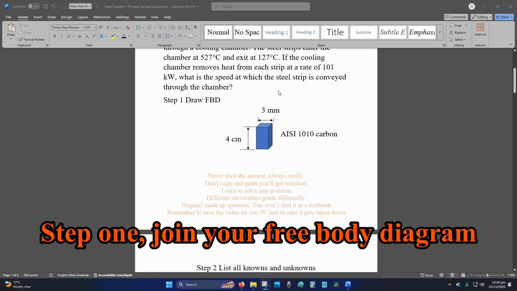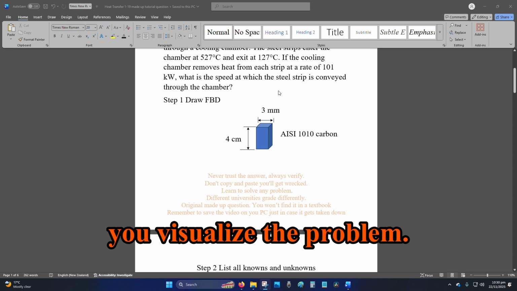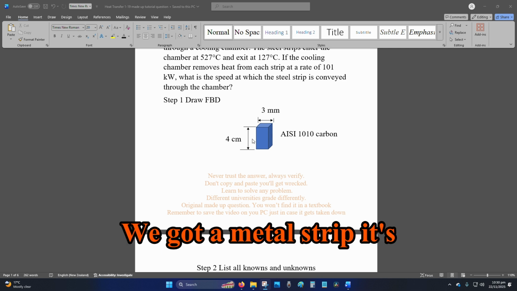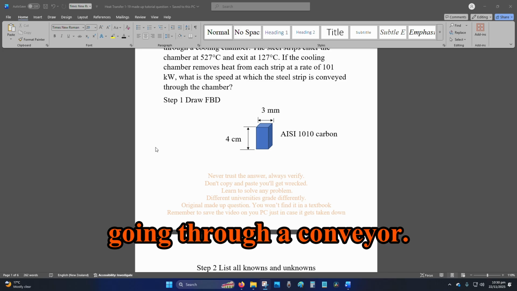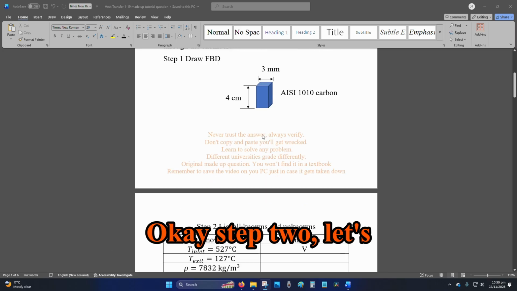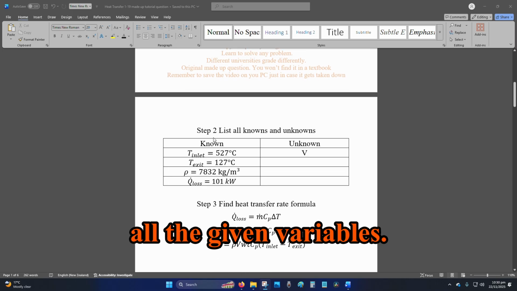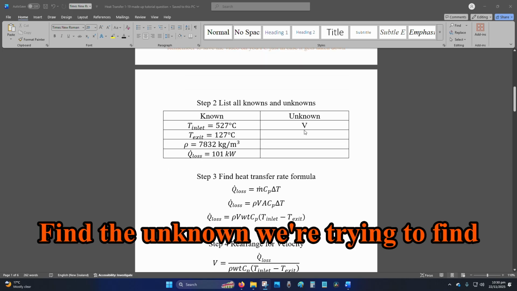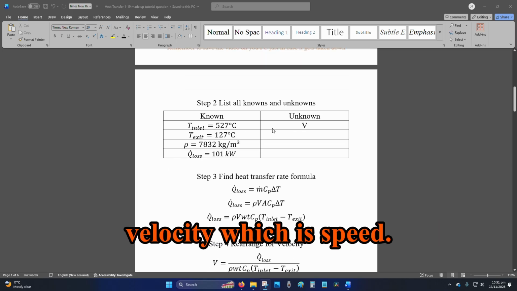Step 1, draw your free body diagram, your FBD. This will help you visualize the problem. We got a metal strip, it's going through a conveyor. Okay, step 2, list all the given variables. Find the unknown. We're trying to find velocity, which is speed.